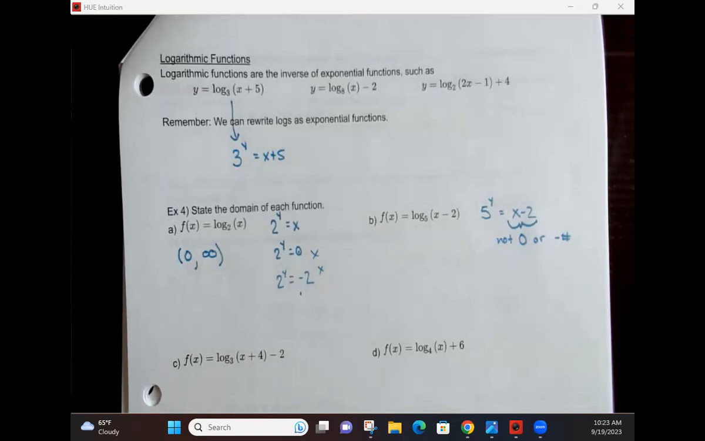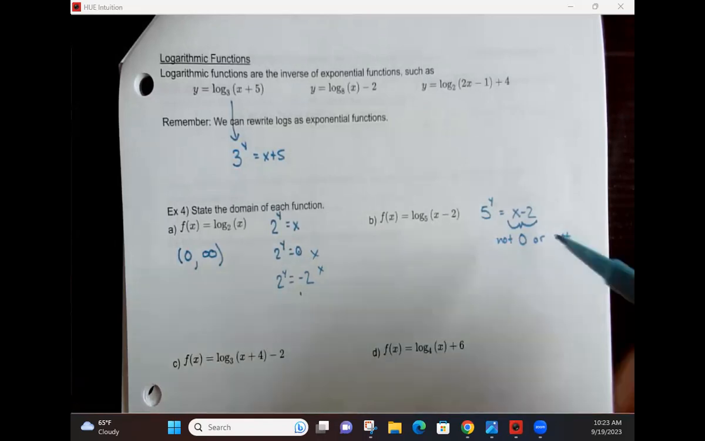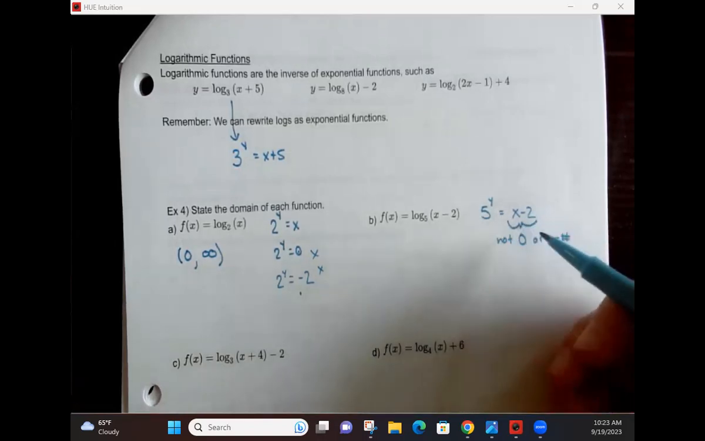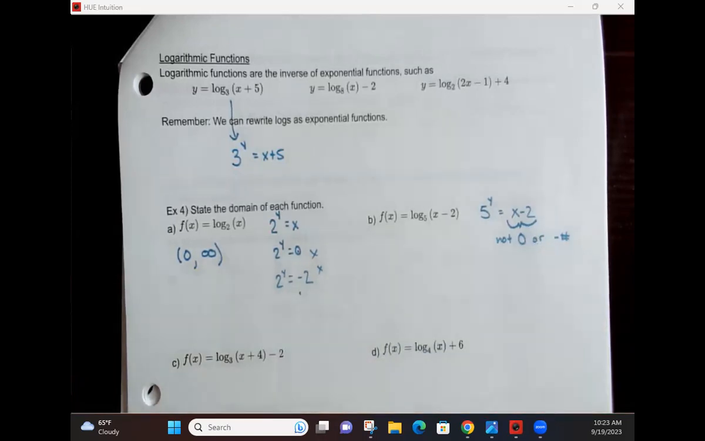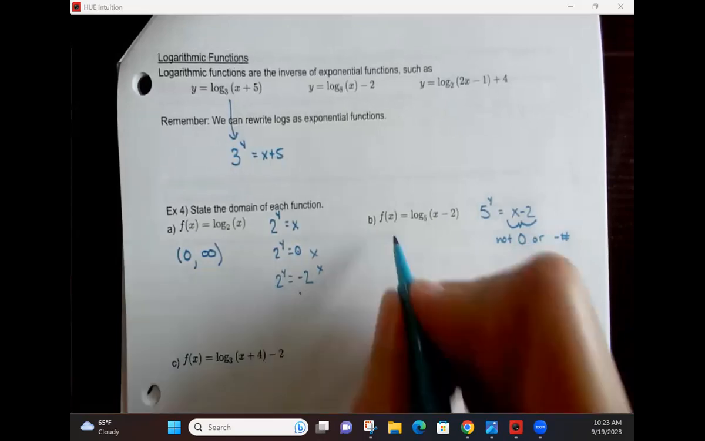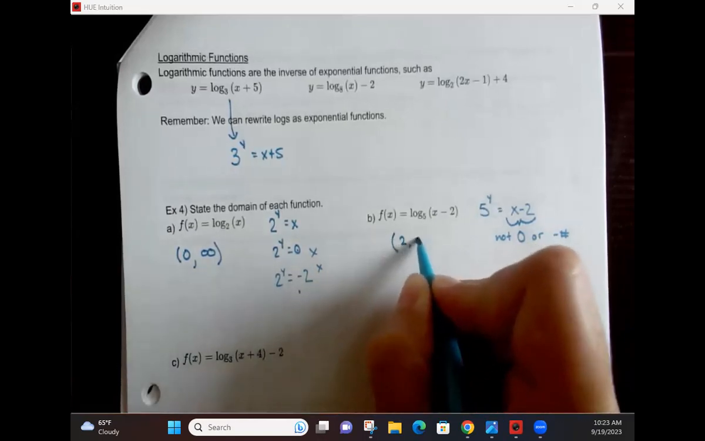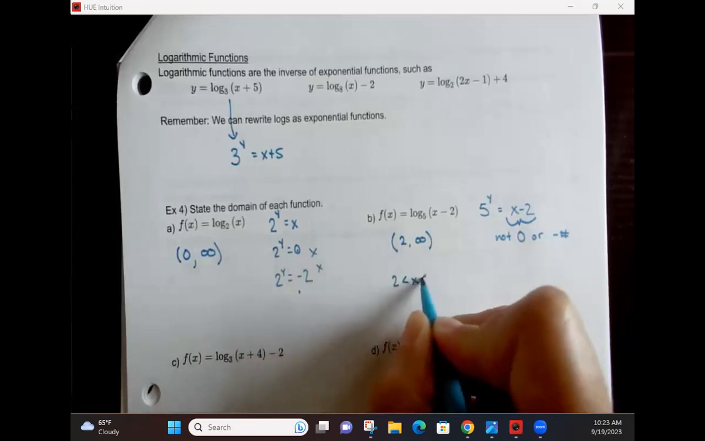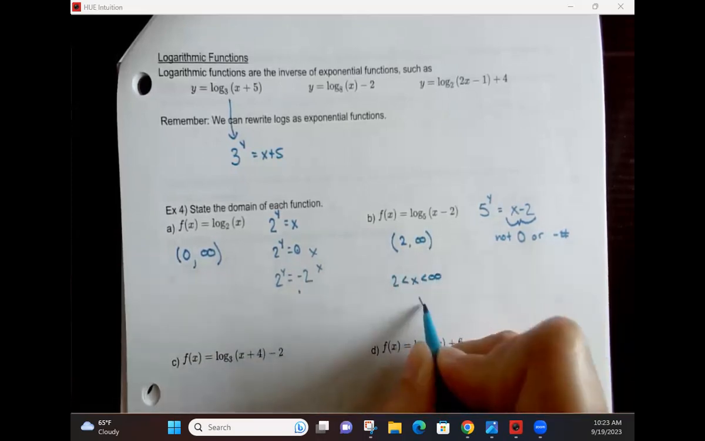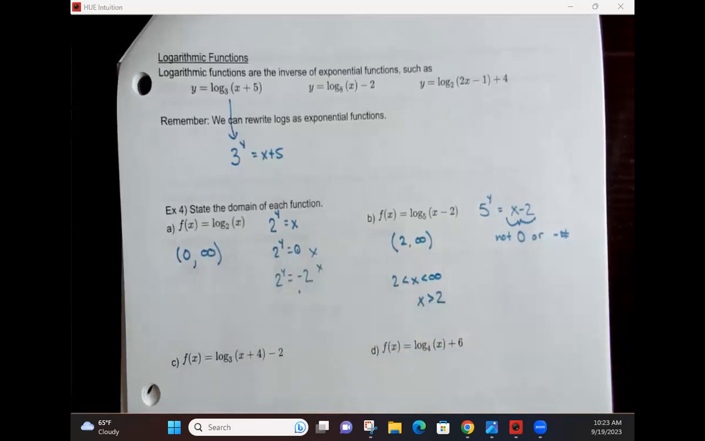But it can't be 2. Very good. If I plug in 2, that makes the argument 0, and we can't have the argument be 0. If I plug in anything less than 2, that would make my argument negative, and I can't have that. So it's got to be something greater than 2, like that, or x is greater than 2 would also work.